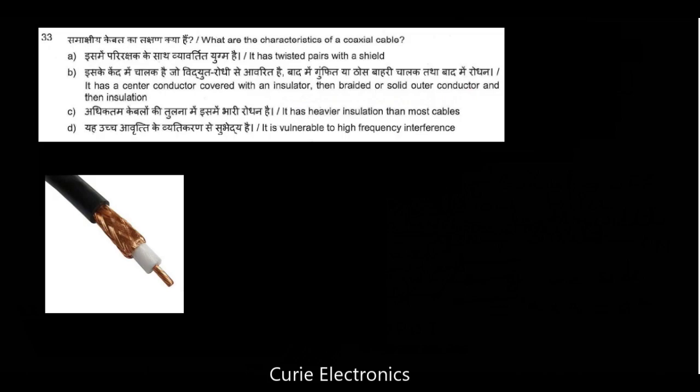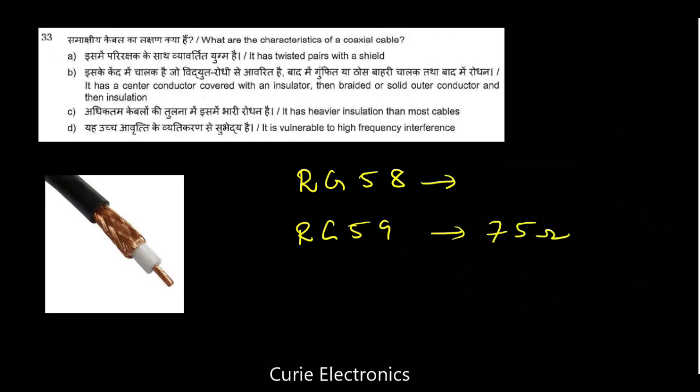So this is the center conductor of the coaxial cable, then insulation. On that the braided wire is there. On top of that there is insulation. So that is the coaxial cable. Mainly we have two types, RG58 and RG59 coaxial cable. RG59 is 75 ohm and RG58 is 50 ohm coaxial cable. So the answer is option B.